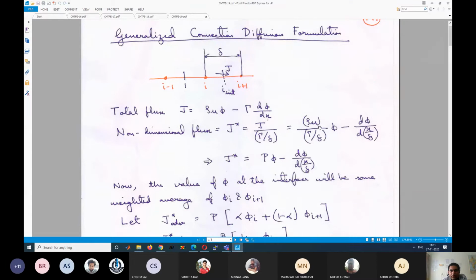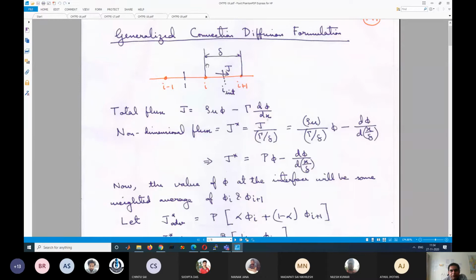If you go step by step, what is J star? Rho P into phi. How will you write this phi at the interface? For the central difference scheme, how will you write phi at the interface? Phi I plus phi I plus 1 by 2. Correct, half of each. If we write phi I plus phi I plus 1 by 2, what will be the value of alpha for the central difference scheme? 0.5, right?